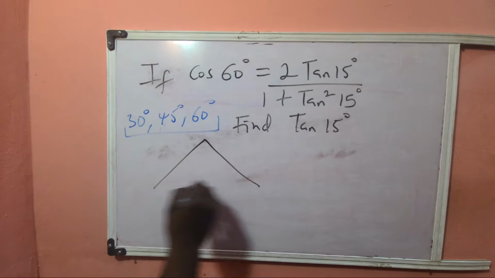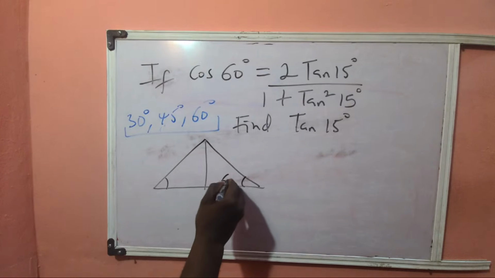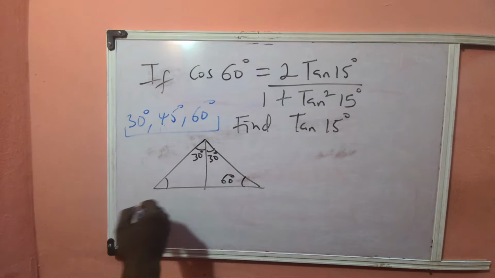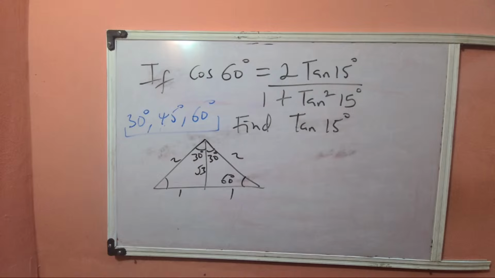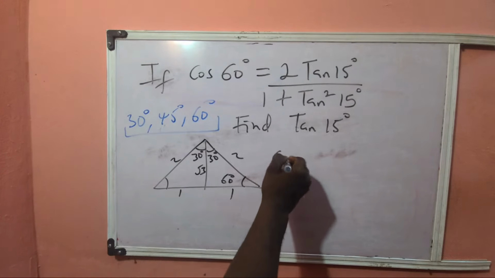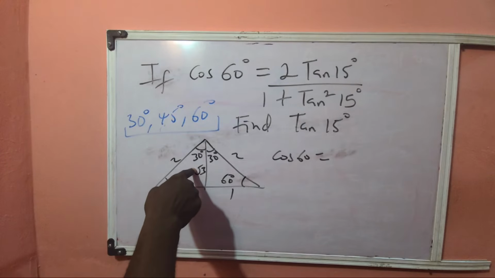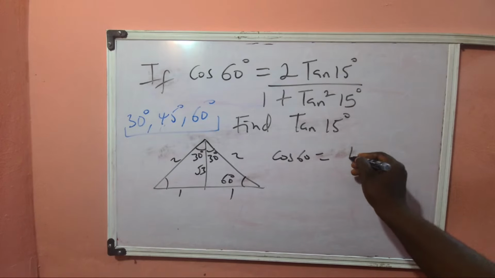Using our special triangle, we have this being 60 degree, this being 30 degree, this being 30 degree, and this is 1, 1, 2, 2, and this is root 3. So you have to be able to always draw this triangle easily. So from what we have here, what's going to be cos 60 degree? Cos 60 degree will obviously be equal to adjacent over hypotenuse. If this is 60 degree, obviously this is your opposite, this is your hypotenuse, this is your adjacent. So obviously cos 60 degree is the same thing as 1 over 2.